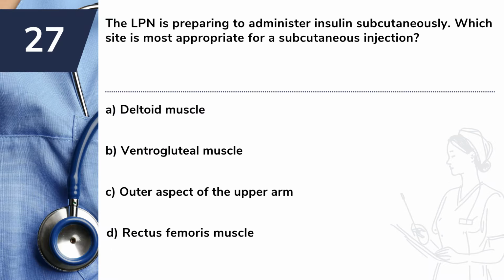Question 27. The LPN is preparing to administer insulin subcutaneously. Which site is most appropriate for a subcutaneous injection? A. Deltoid muscle. B. Ventrogluteal muscle. C. Outer aspect of the upper arm. D. Rectus femoris muscle.